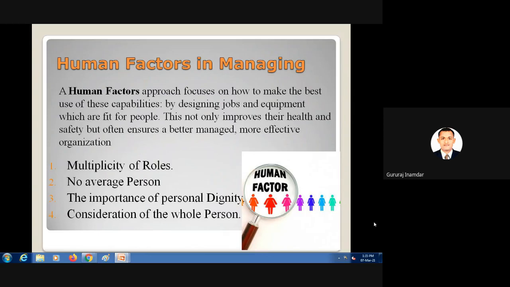So the human factors approach focuses on how to make the best use of these capabilities by designing jobs and equipment which are fit for the people. This not only improves their health and safety but often ensures a better managed and more effective organization. So what is the duty of a manager, or what is the duty of management? The safety and health care of that particular employee is also the duty of that manager, management, or organization.